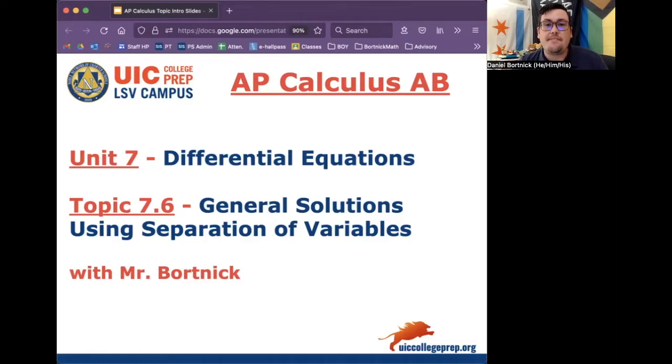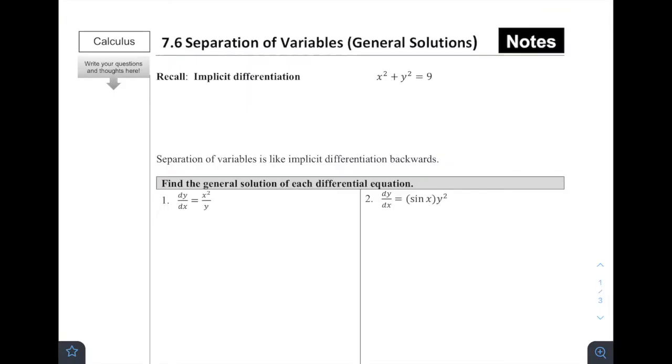Today's topic is 7.6, General Solutions Using Separation of Variables. Enjoy today's notes. All right, everybody, welcome to 7.6, Separation of Variables. We're finding some general solutions.